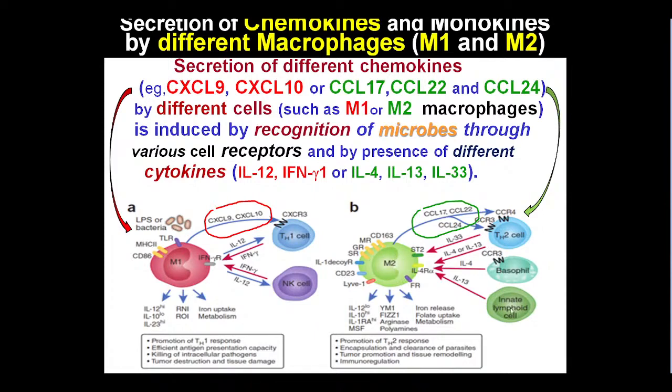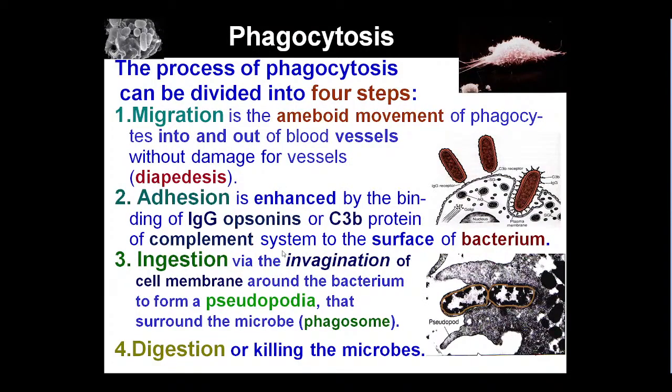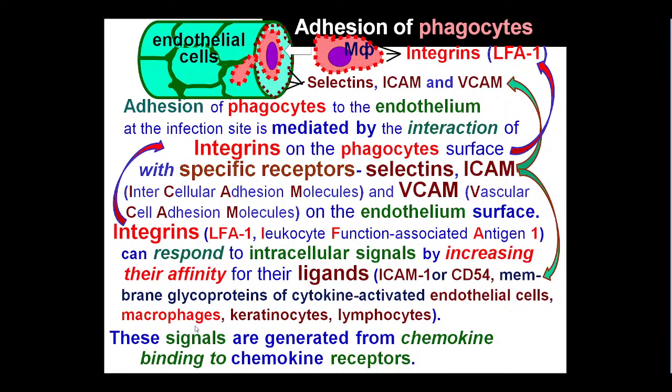Also, basophils and innate lymphoid cells may stimulate transformation of monocytes to the macrophage type 2. It means you see that chemokines produced by different macrophages activate different types of cells involved in the immune response. Phagocytosis may be subdivided into the subphases of migration, adhesion, ingestion, and digestion of the pathogens. Adhesion of phagocytes is initiated by interaction of the integrins of the macrophage surface with the selectins, ICAM and VCAM molecules that are situated on the endothelial cells.